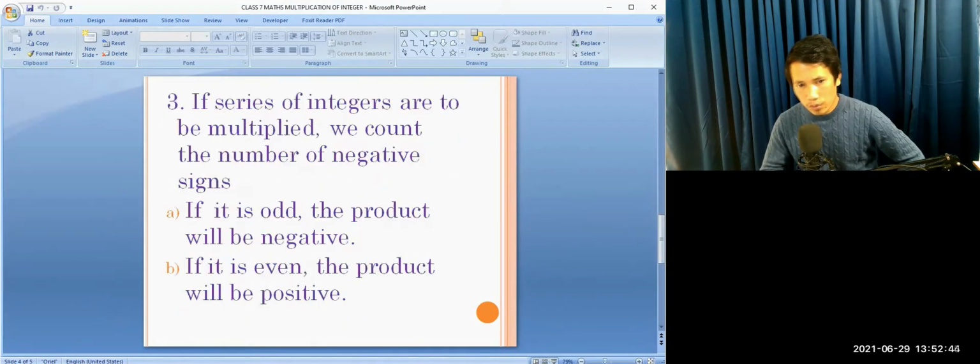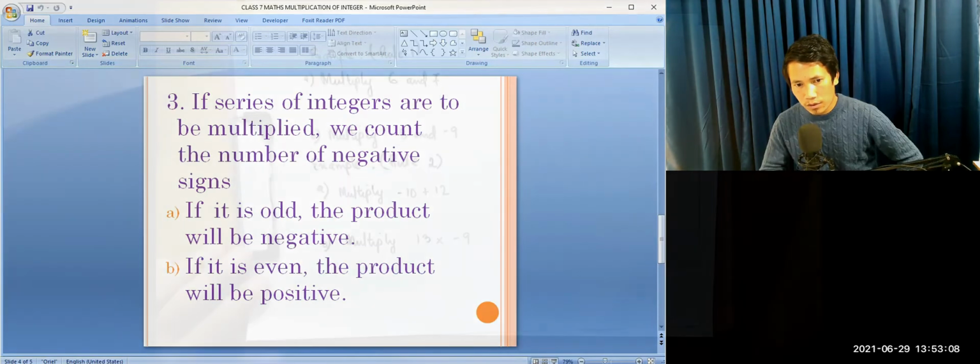Moving on, the third rule states that if a series of integers, that is, more than two integers, are multiplied, we have to count the number of negative signs. If it happens to be odd, the product will bear a negative sign, and if the number of negative signs is even, the product will be positive. I will show you some examples for the rules of integers.